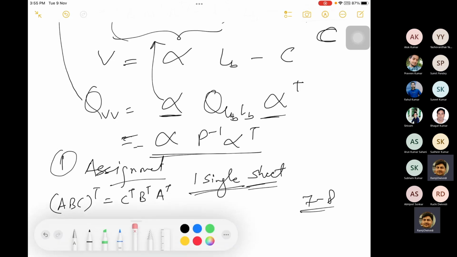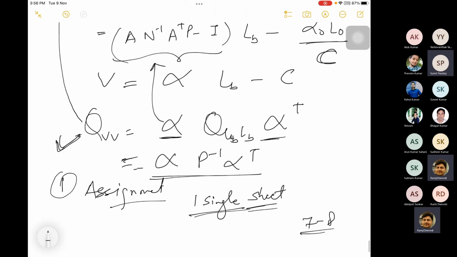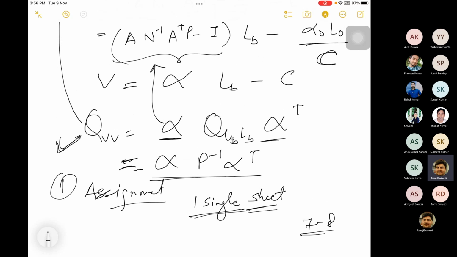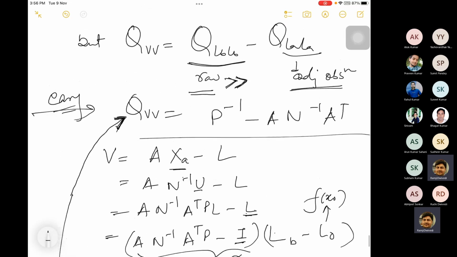Sir, please repeat what you have given in the assignment. This step is clear. Yes, sir, the last one is clear. So you have to solve. You have to open alpha, open alpha transpose, multiply with P inverse in this fashion, alpha P inverse alpha transpose, and reach this QVV, which is this. This is the solution. This is the final answer.